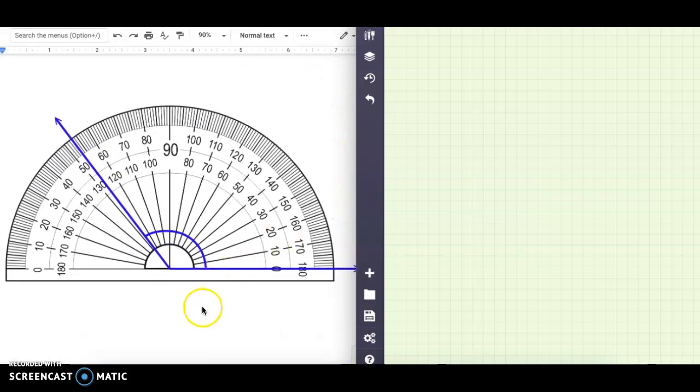So take a look at this one. Once again, right here, at the bottom, it's lined up on this bottom line, and the 0 is on the inside this time. And we're going to come over here and use these inside numbers. Now it's between 120 and 130. So we're going to count, and this is at 127 degrees. So this angle measures 127.